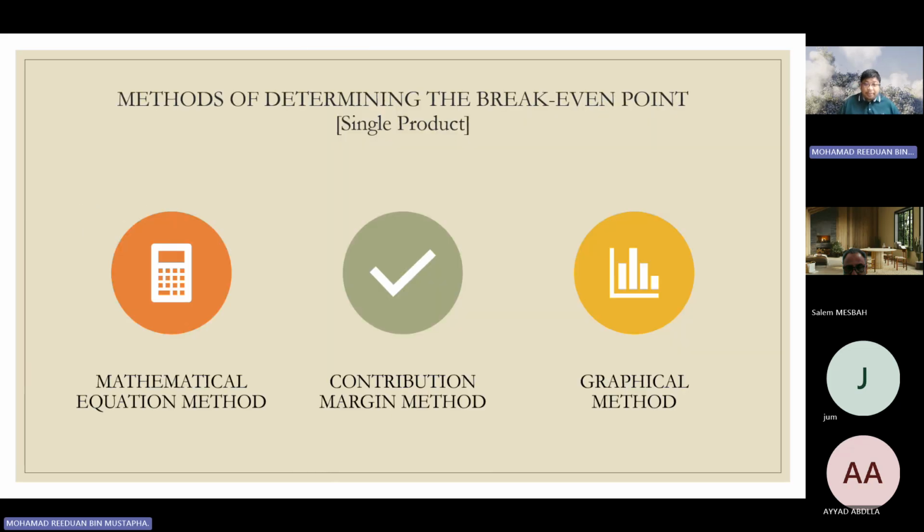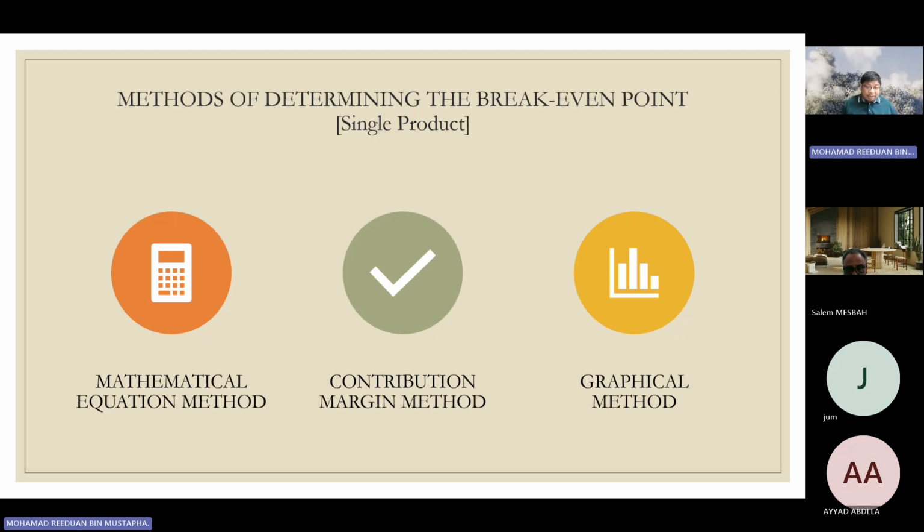Okay, so there are three methods of determining the break-even point for a single product. You cannot do a break-even point for many products. You have to do it individually. That's why you need to calculate per unit for that particular product, not all products. If you mix up the products, it's very difficult to calculate. So that's why they need to be split up first. You need to absorb accordingly, and then you can get the right numbers to analyze.